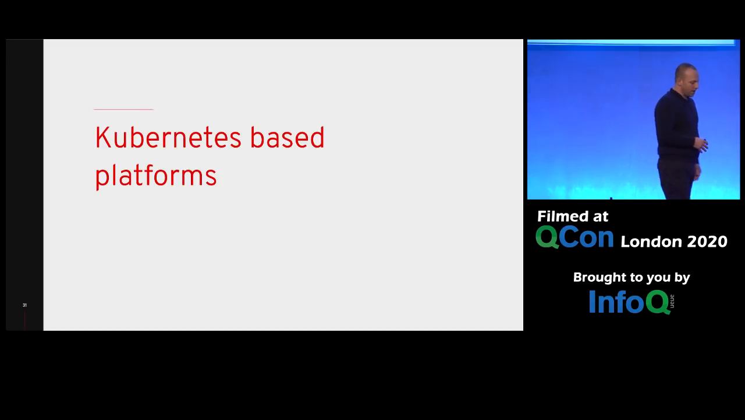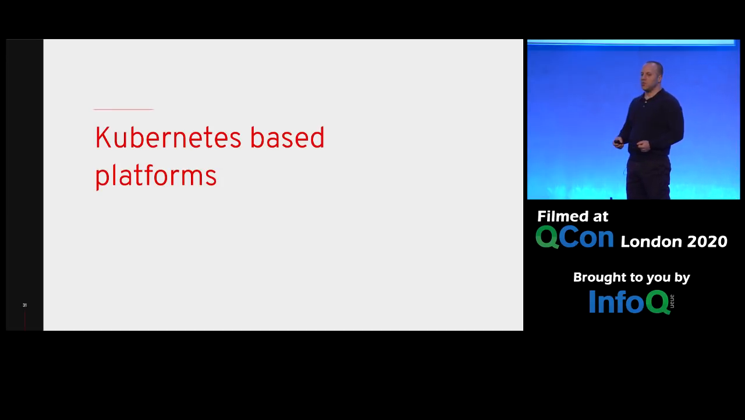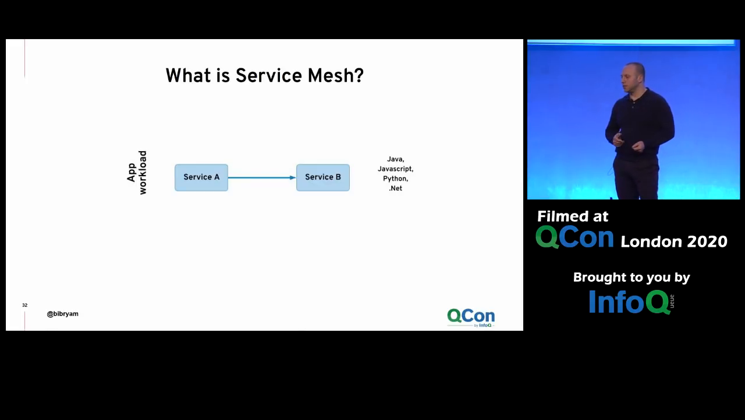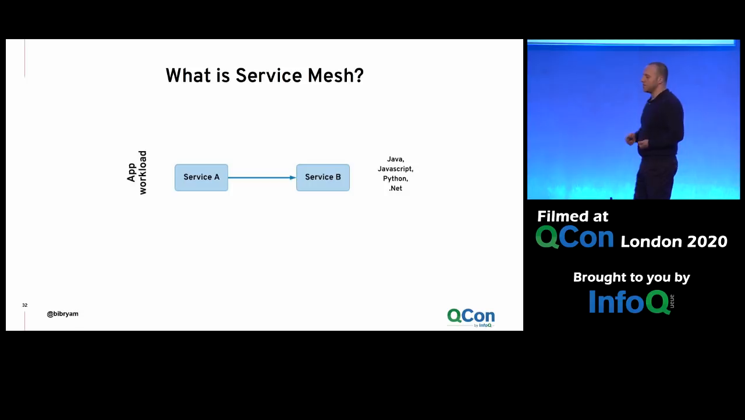Next, I want to briefly go over a few platforms that are built on top of Kubernetes, and they heavily use sidecars and operators to give additional capabilities to developers around distributed systems. And I want to start with the service mesh. So what is a service mesh? Let's say we have two services, service A that wants to call service B. It can be in any language. That's basically our application workload.